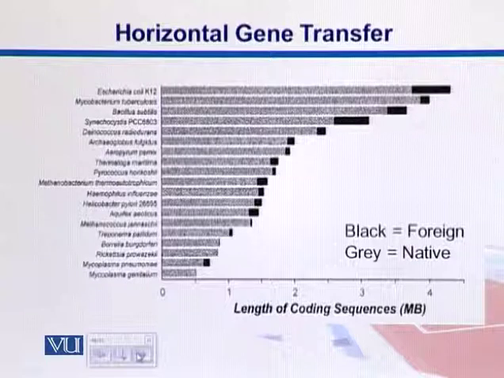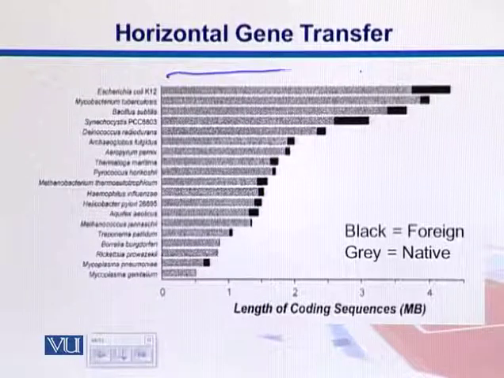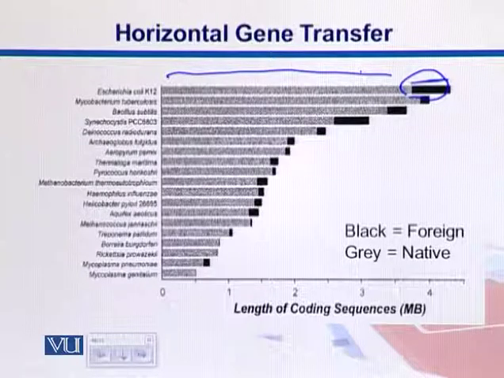Here in this chart, we have the length of coding sequences and the proportions which are coming from foreign elements and which are native. So gray are the native ones and black ones are the coming from some foreign sources. So that is the indication of the horizontal gene transfer. So we can see here that mostly in E. coli K12 there is the biggest foreign genes, then Synechococcus cystis, it's also have huge proportion of those foreign genes.